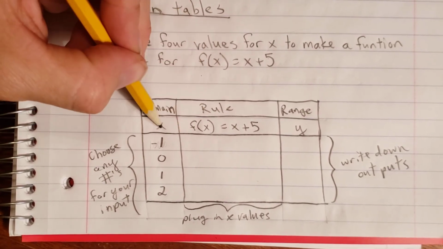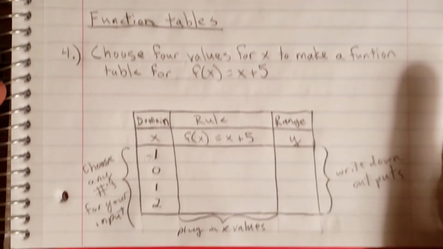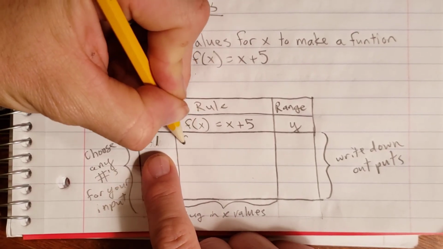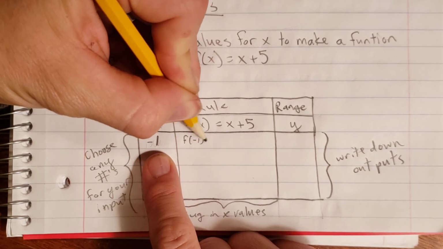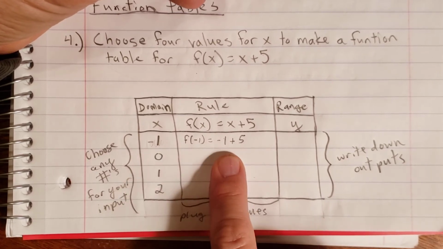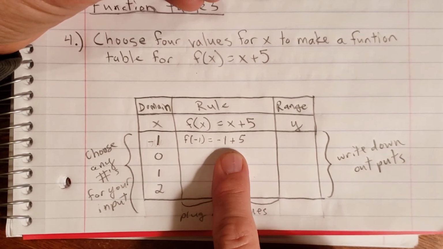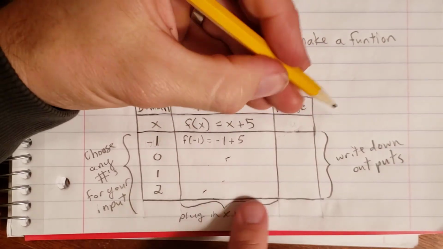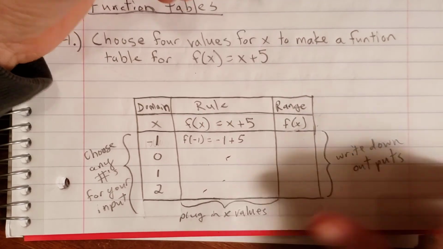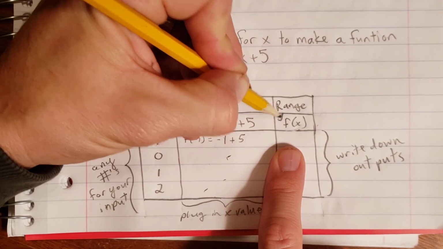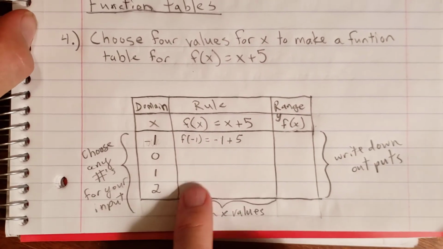So what do I do? Well, I'm going to do exactly what I did up here, just in a really abbreviated format. This is f of -1 equals -1 plus 5. What should I put for my output value, f of x? You can put either y or f of x. I like y better, but it's just me.